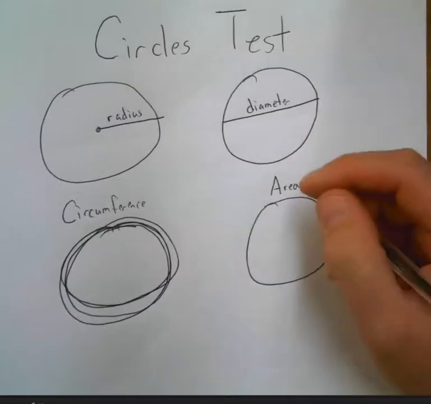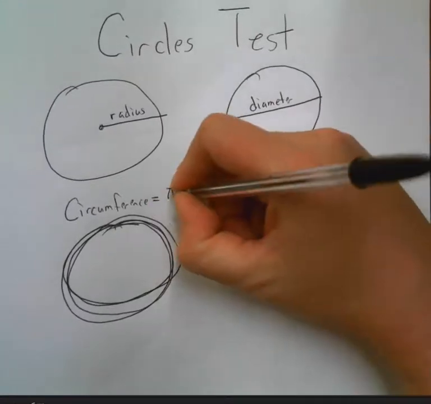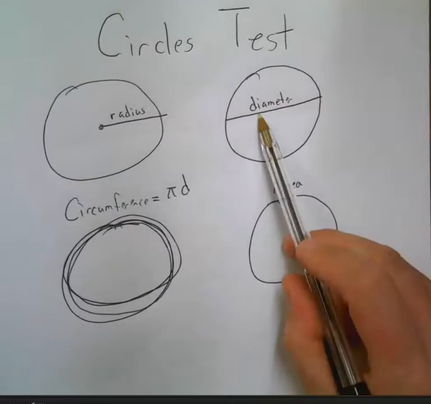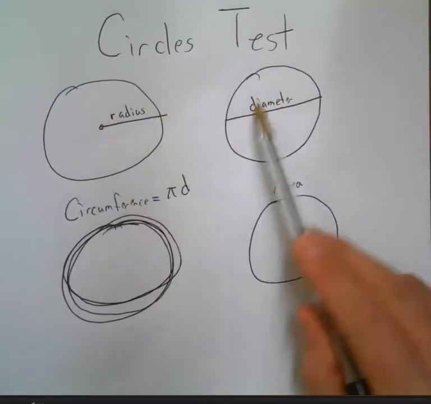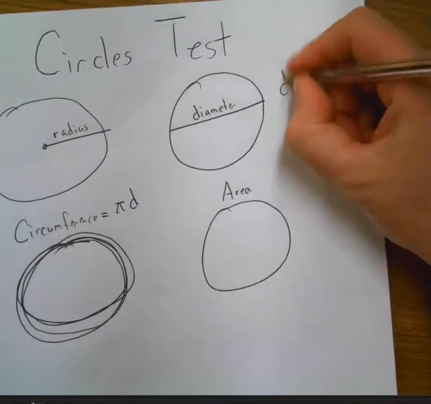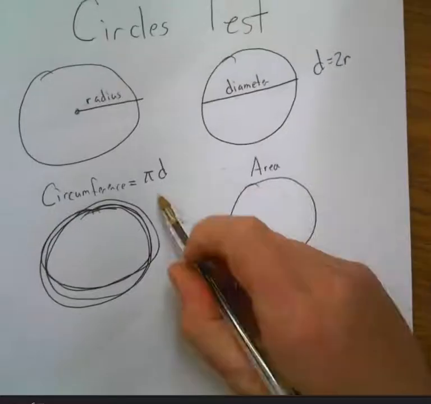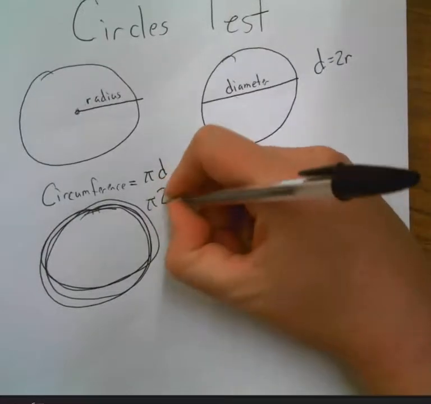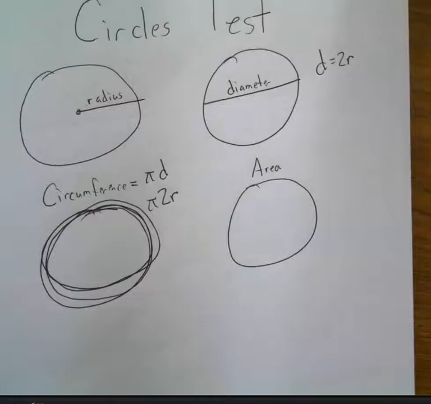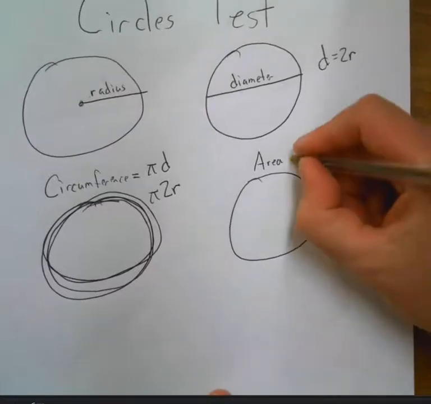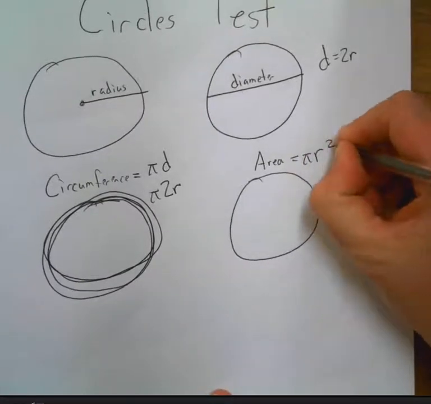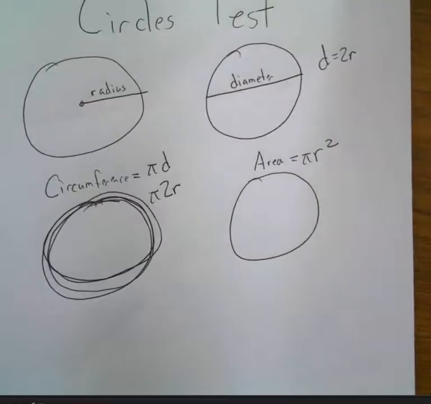The formula for circumference is pi d. Now, to get from radius to diameter, because this is halfway and this is all the way, diameter is equal to 2 times the radius, which means I could say pi 2r as well for circumference. Area is pi r squared. Pi r squared sounds like area. Okay, those are the 4 formulas. You've got to know these 4 things. If you don't, you're gonna struggle all the time.